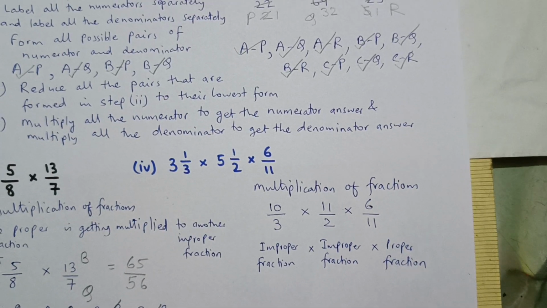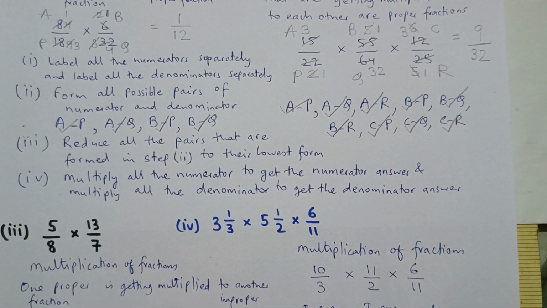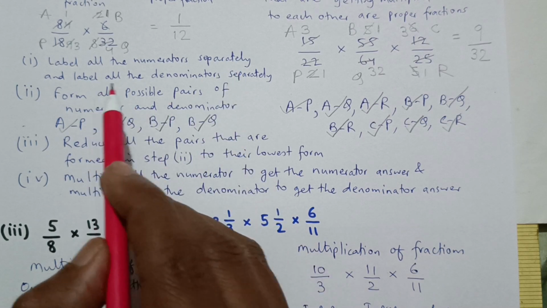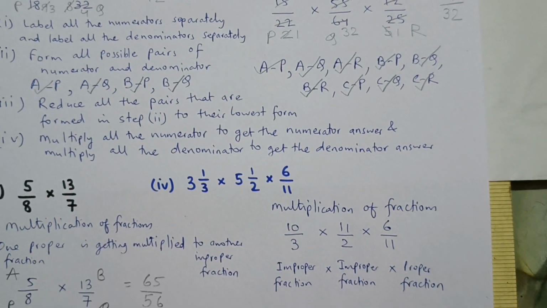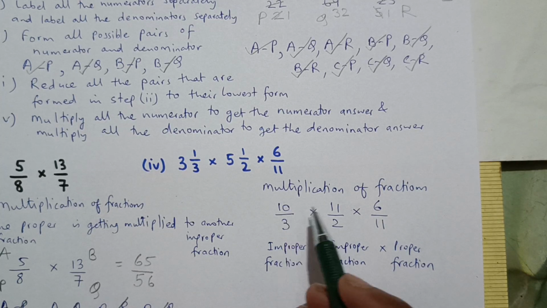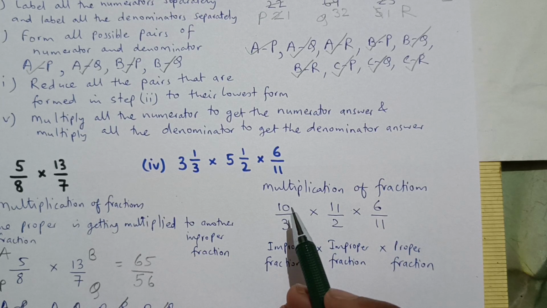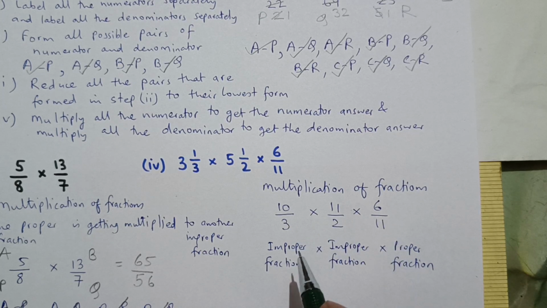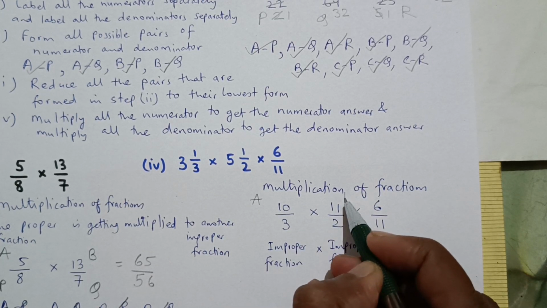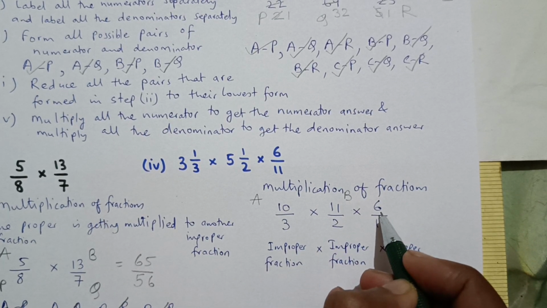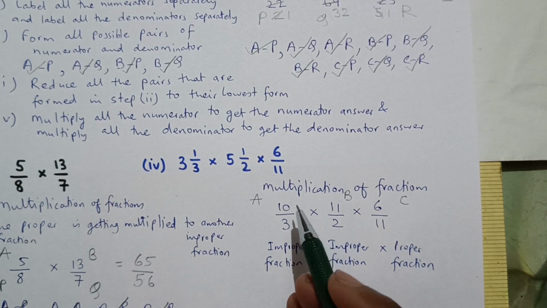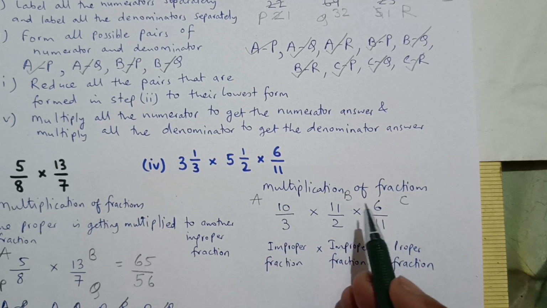Now let us do the steps. Step number 1 is label all the numerators separately and label all the denominators separately. So first let us label all the numerators separately. The numerators are 10, 11 and 6. So let us say 10 is A, 11 is B and 6 is C. So we have labeled the numerators as A, B and C.